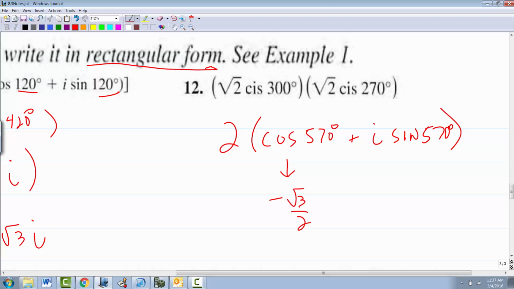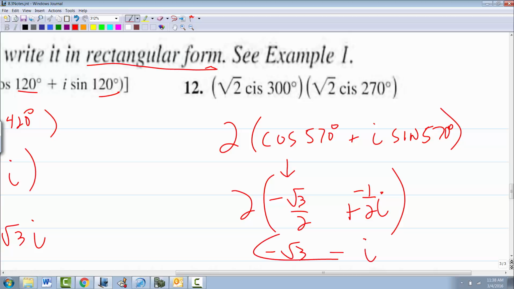Oh, -√3/2. Now what's the sine of 210? And then times 2. So -√3 minus i. I think that's easier than foiling if they were in a plus bi form. Yeah.